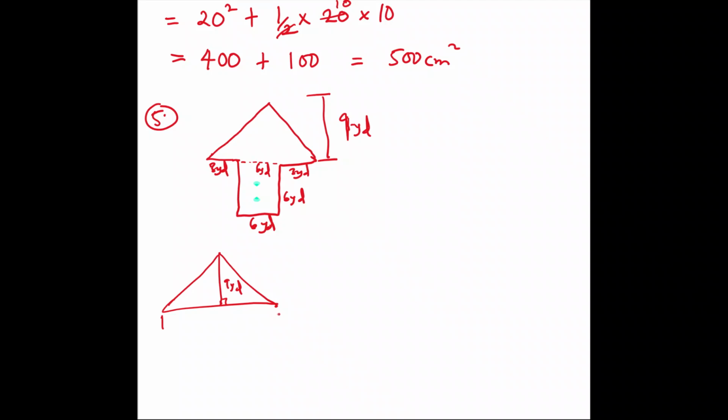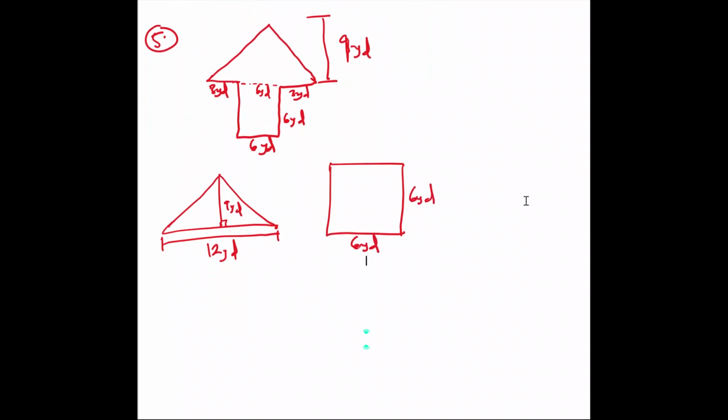Okay, so if we want to get the total length for the base of this triangle, that will be 3 plus 6, which is 9, 9 plus 3, which is 12. So the length of the base is going to be 12 yards. And let's draw the square. So this square here, the height from here to here is 6 yards.